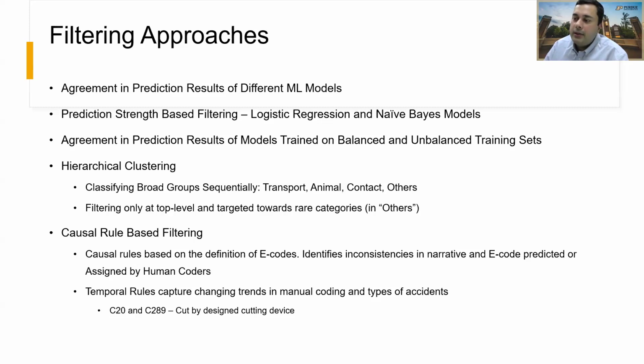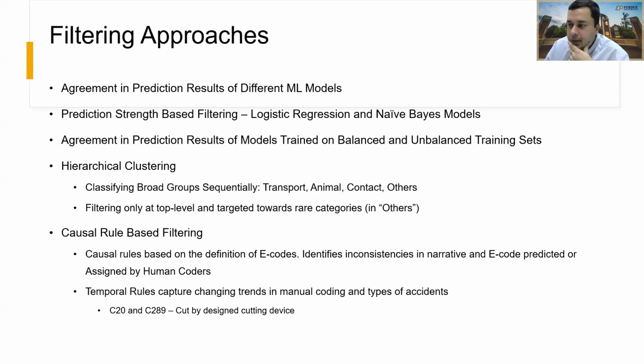Another filtering approach that we used was hierarchical clustering. First we try to identify the broad injury group, like transport accidents, animal related, contact related, or falls. And then there was an other group which essentially combined a lot of rare categories. Once we predict the top level group of injury, separate machine learning models predicted sequentially what might be the individual causes of injury within that. So that was another approach for filtering.